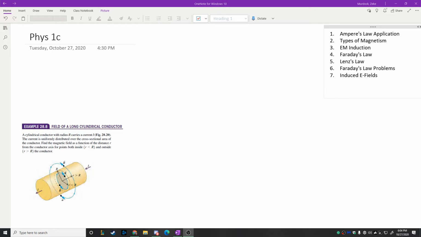And then we're going to get into a new topic, which I think is like chapter 30 or something in your book, which is electromagnetic induction as governed by Faraday's law. We'll learn what Faraday's law is. That's going to be the last of Maxwell's equations, actually.